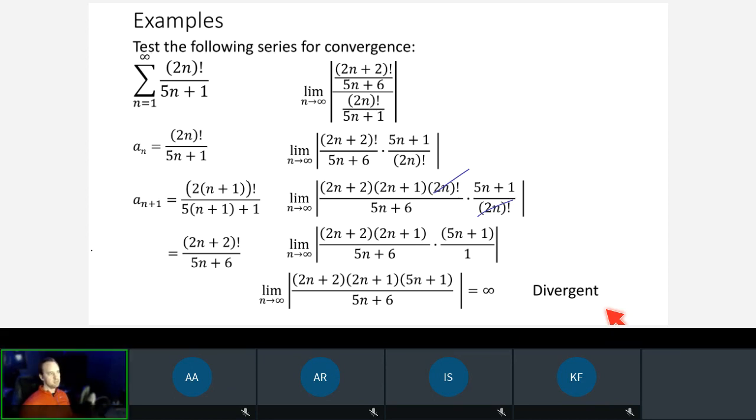How'd you get 2n plus 2 factorial? Let's see, how did I get that? I went right here. Just talking about this part right here. Oh, I distributed 2 times n, 2 times 1. It goes 2n plus 2. Good.